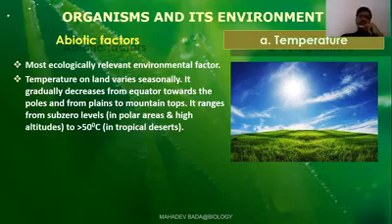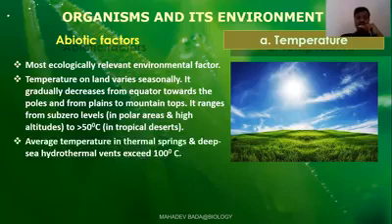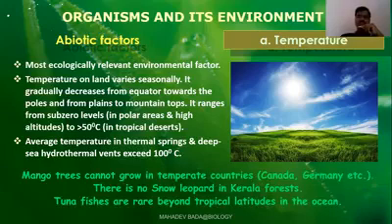When I take the polar areas and high altitudes, the temperature goes to sub-zero degrees. When I take hot deserts, the temperature goes to more than 50-60 degrees Celsius. But even then, the organisms have got adjusted to that. Average temperature in thermal springs and deep seas even exceeds 100 degrees Celsius. Therefore, as there is a change in temperature, the organisms are also distributed in different ways.